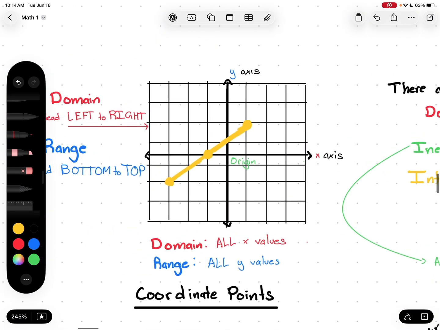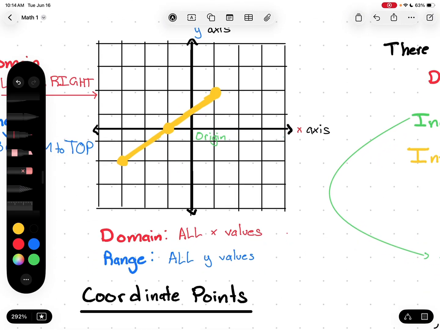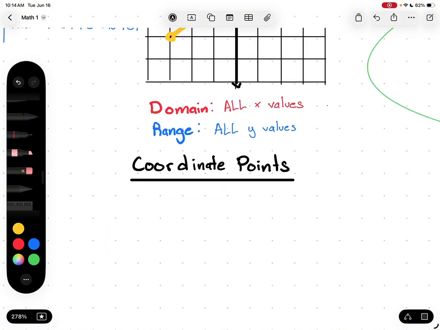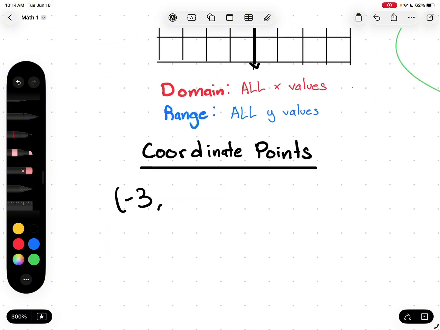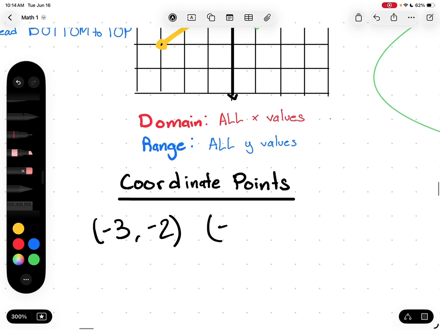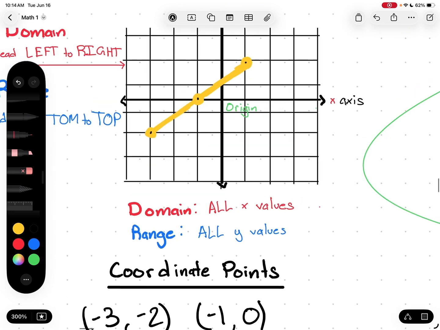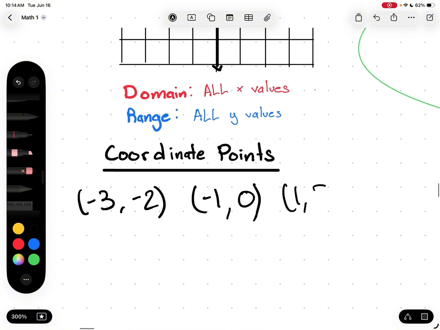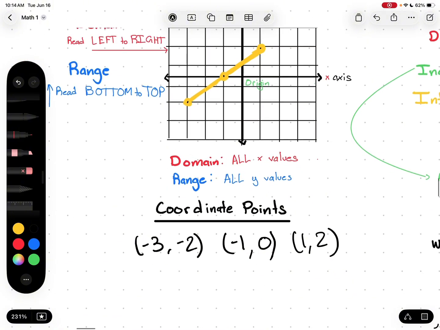So I have a line here. Here's the step-by-step way that I am going to show domain and range. First, I'm going to list my coordinate points. We can see that I have one here, and one here. So let's go in order. We've got 1, 2, 3, negative 1, negative 3, negative 2. We have negative 1, 0. And we have 1, 2. These are our coordinate points.